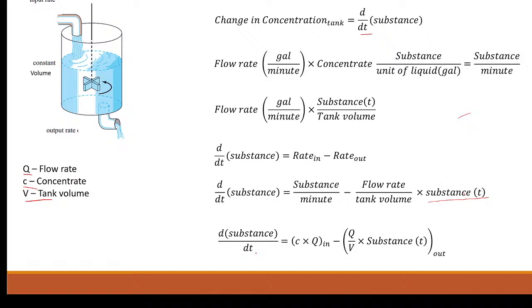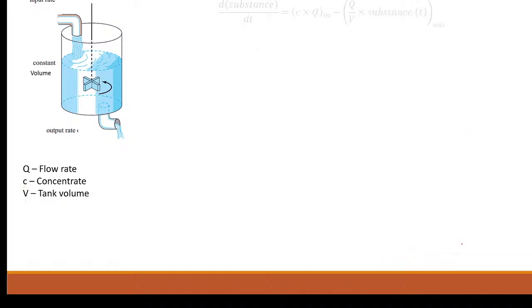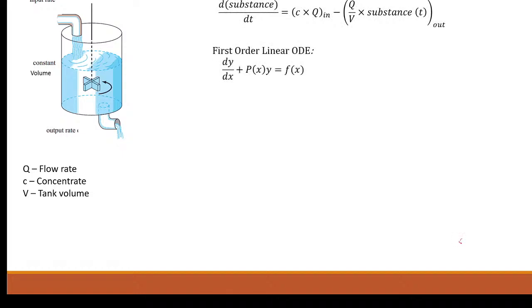So your substance with respect to time is equal to the concentration times the flow rate going in, minus the flow rate of what's going out per the volume of the tank times this unknown substance, which is going to be changing from any amount of time going out. If we write that out, this comes out as a first order linear differential equation. It's just not written in standard form at this point.